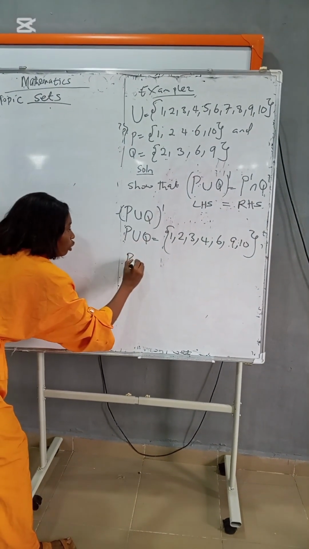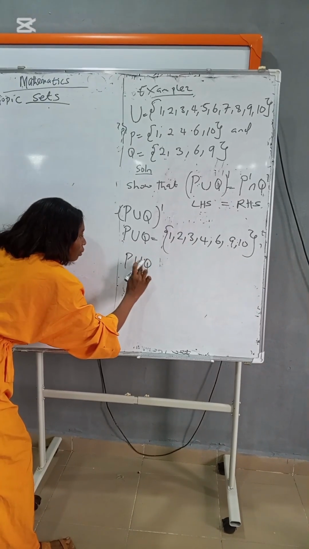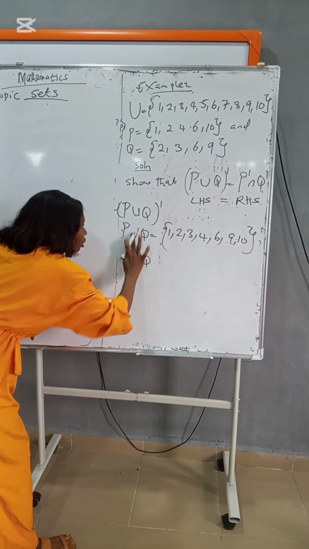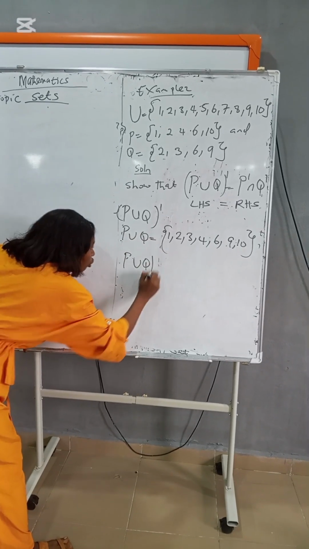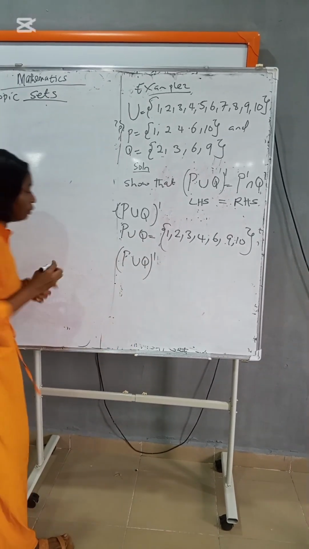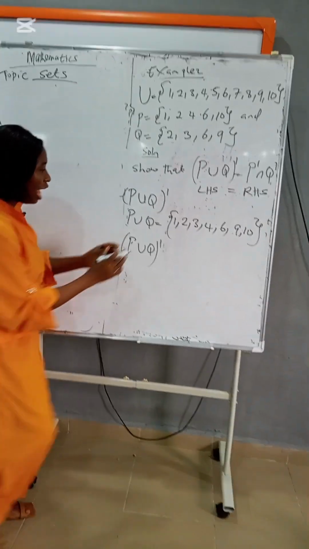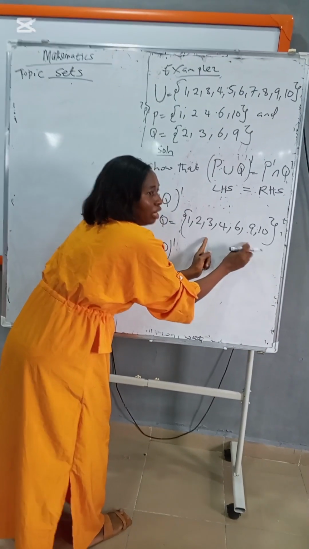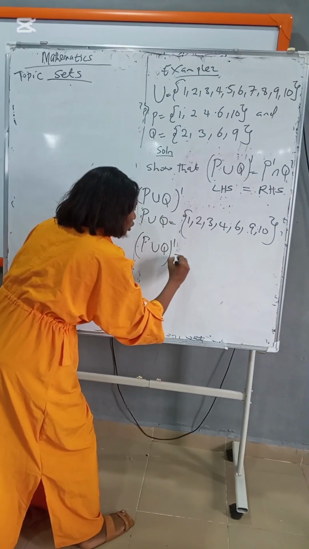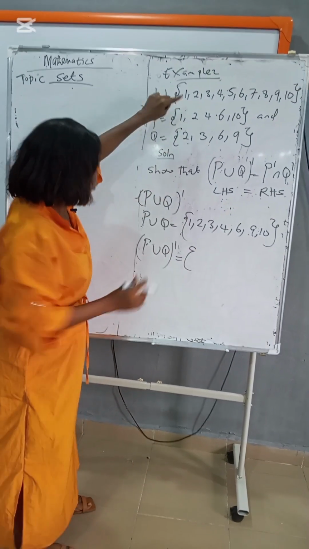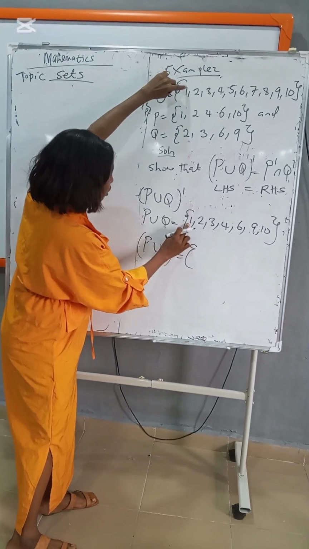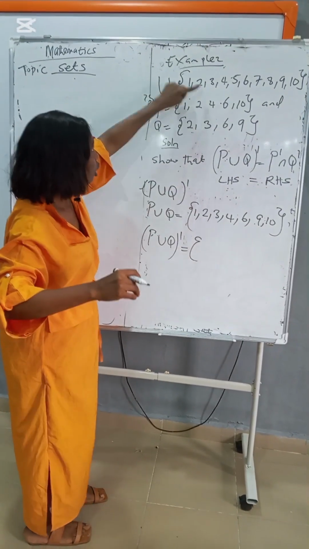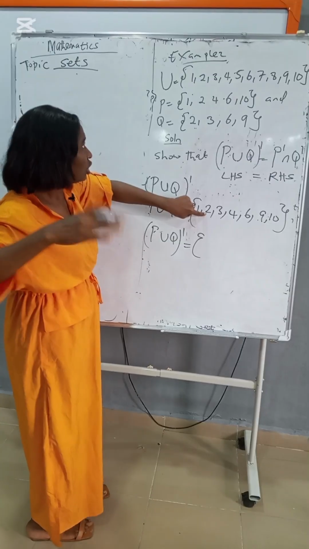So now we look for the complement. You will look for the U. This is U, and P union Q. So now we take the complement. The complement means elements that are in the universal set, but they are not here. You cannot see them here. So now let's go together, students. We have 1 from the universal set. We have 1 here, so it's not a complement to us. We have 2. We have 2. It's not a complement.